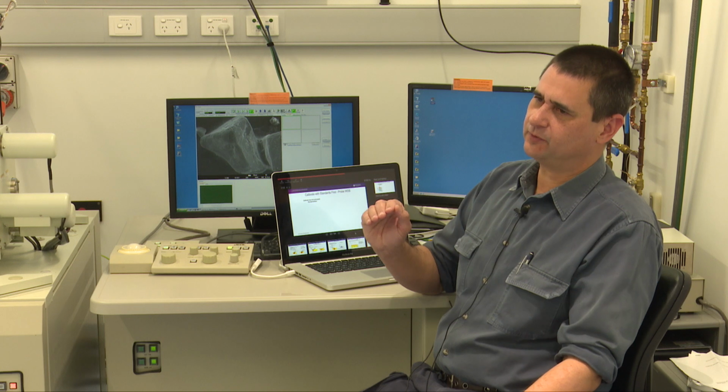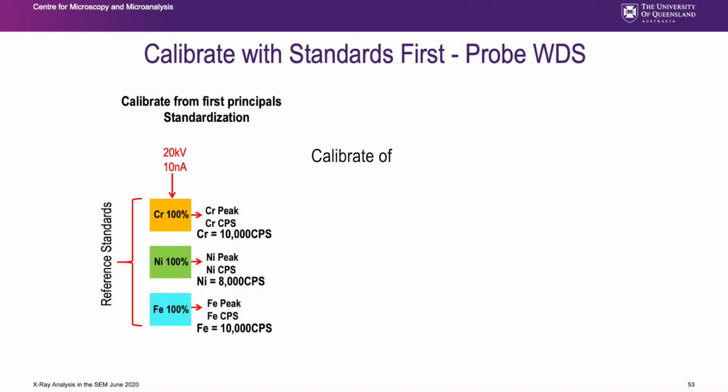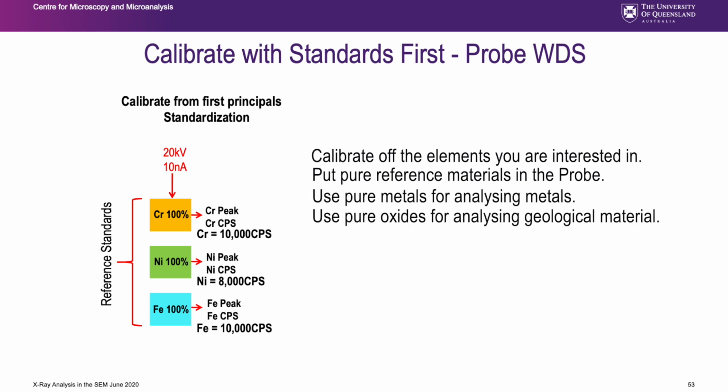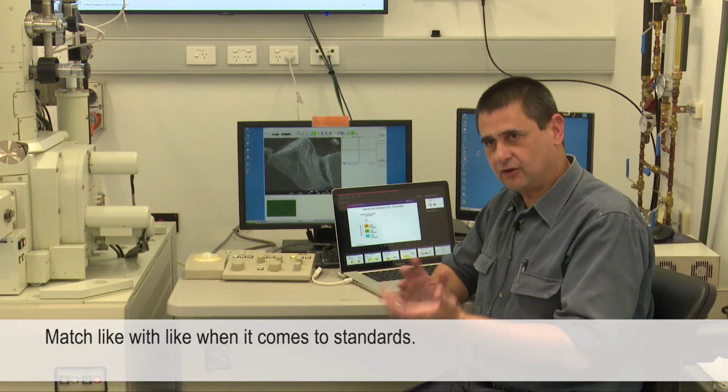First, rather than put your specimen in the machine, you've got to calibrate off the elements you're interested in. So you put pure reference materials in there. For metals, I use pure metals. If I'm doing geology work, I tend to use pure oxides. There's a rule in standards: you match like with like.